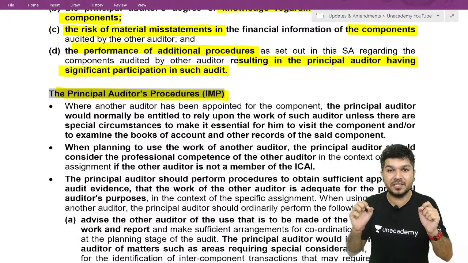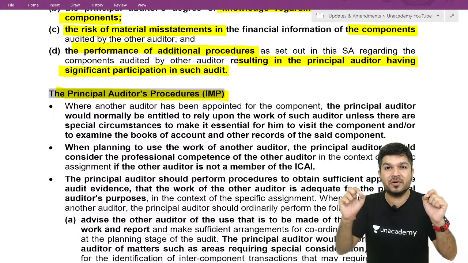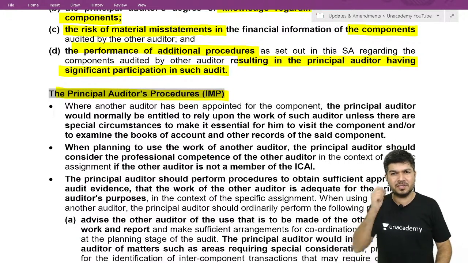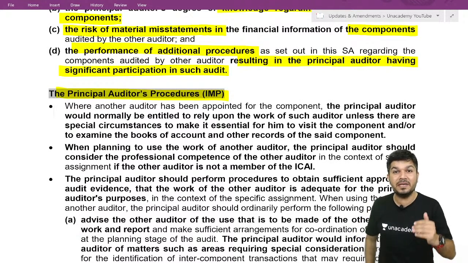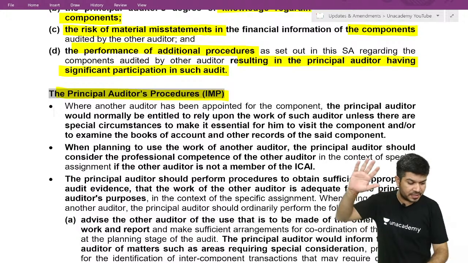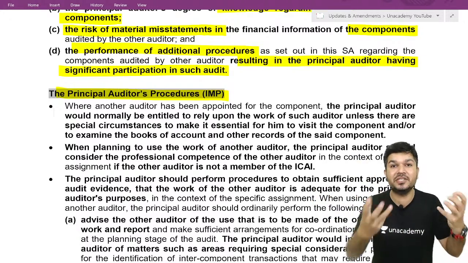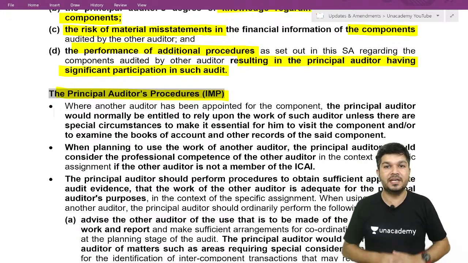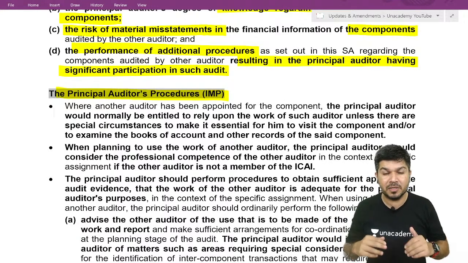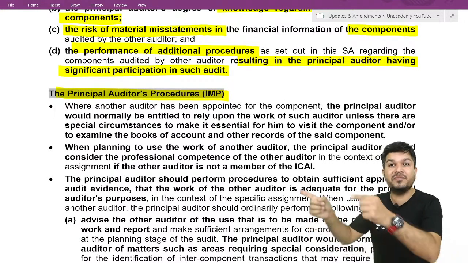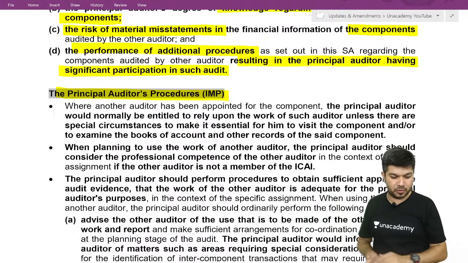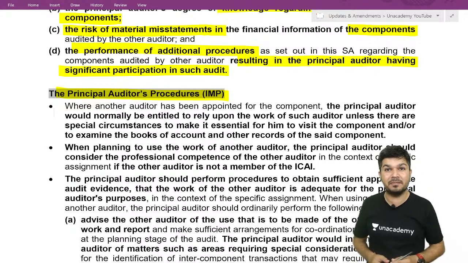I also have a right to conduct a supplementary or a test audit. So what is this supplementary and test audit? Supplementary is something extra, additional. The branch auditor has done his work, and I can do some additional checking, whatever I want. And test audit is nothing but going and checking the work performed by the branch auditor.